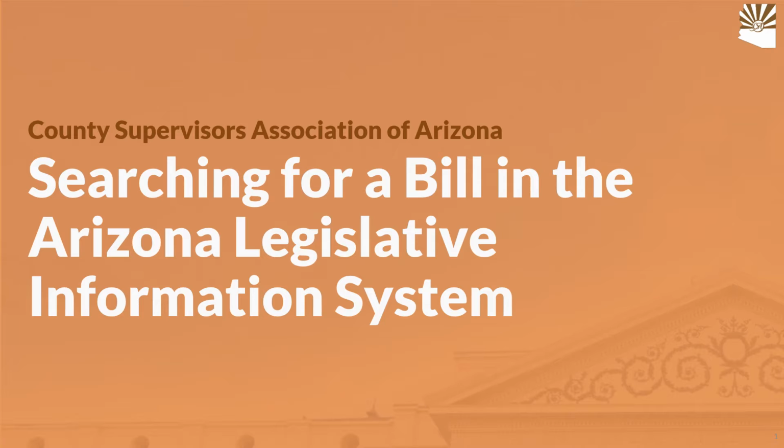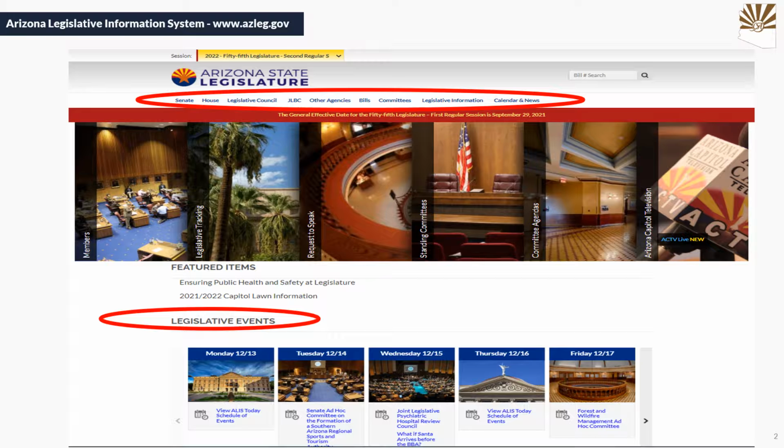In this video, we'll talk about how to search for a bill online in the Arizona Legislative Information System. The Arizona Legislative Information System, or ALIS, is located at www.azleg.gov.